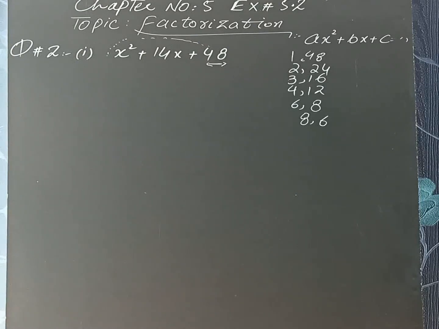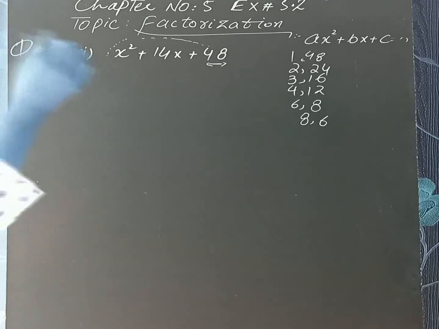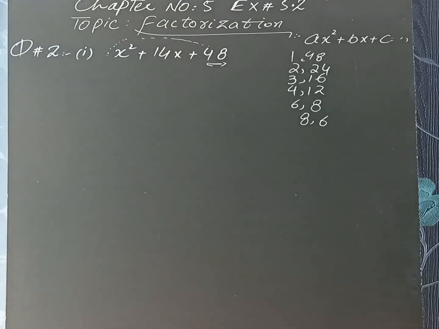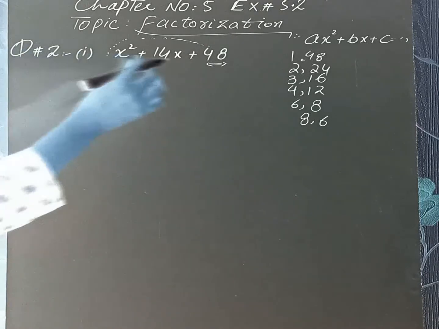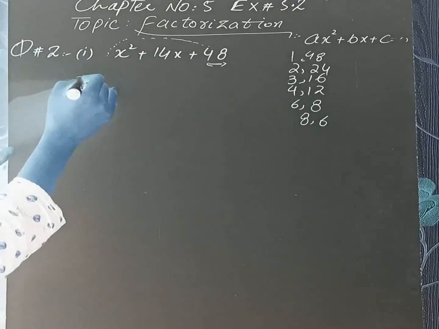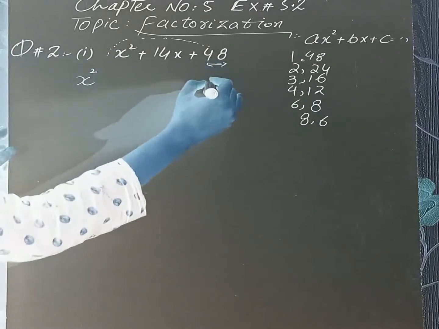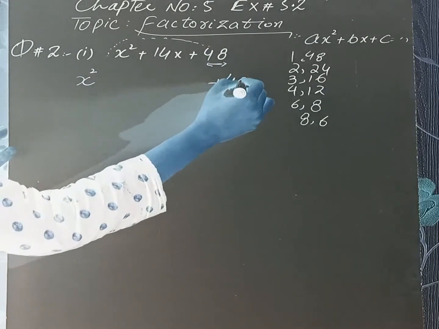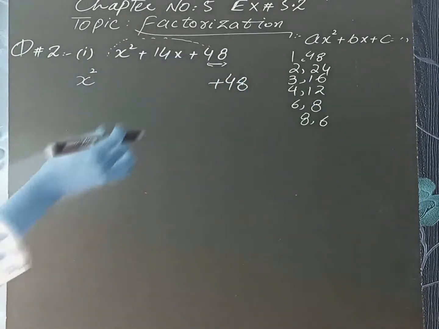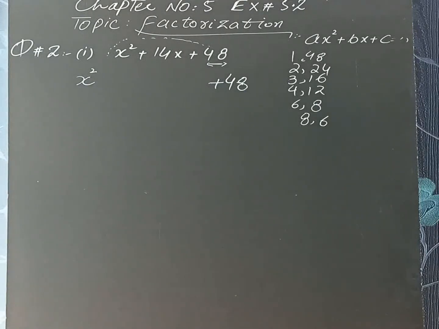Okay guys, now you will have to judge which two factors we will pick from here, that we will write in place of this middle term. This is also called the middle term break method. We are going to use the middle term break. This is the middle term 14x. So the first term I will write as it is, the last term I will write as it is, and I will break this term, 14x.